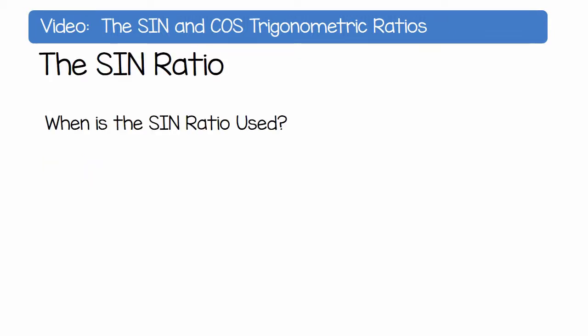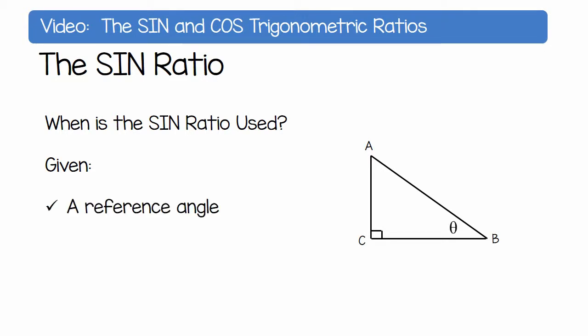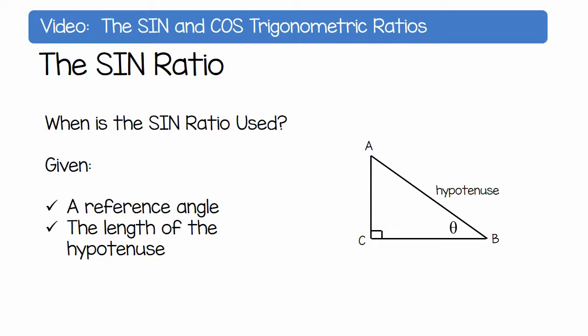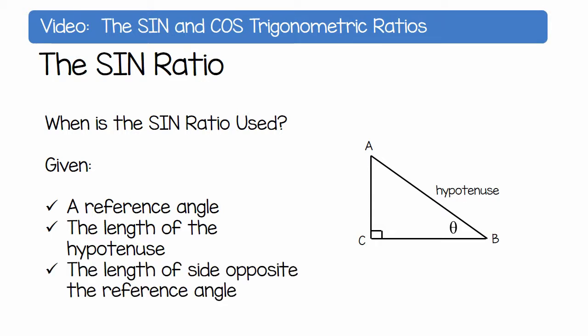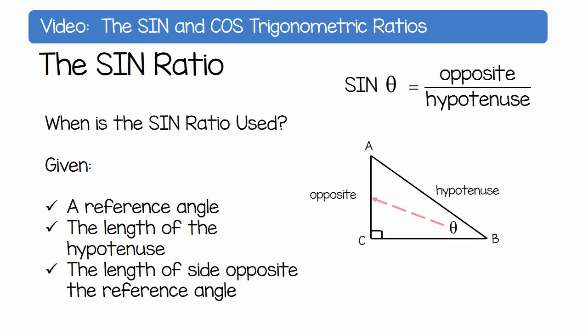When is the sine ratio used? If you are given a right-angled triangle, label the three corners. A reference angle, theta, in our case it's angle B, the length of the hypotenuse, and the length of the side opposite the reference angle. Draw across the opposite. The formula then, sine theta is opposite divided by hypotenuse.